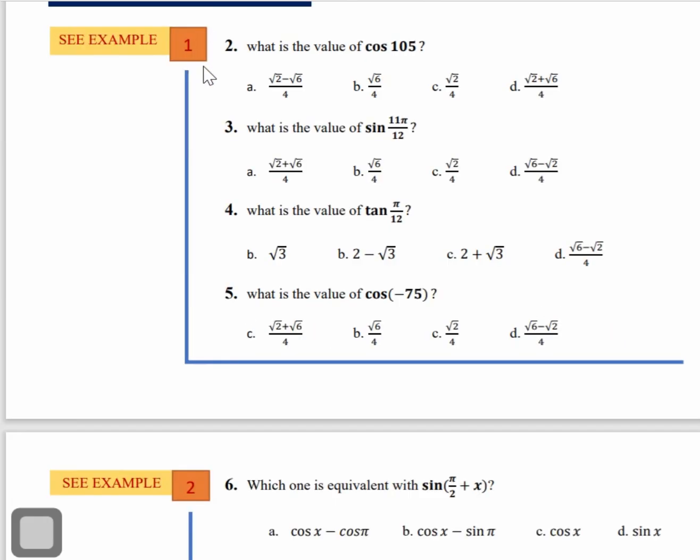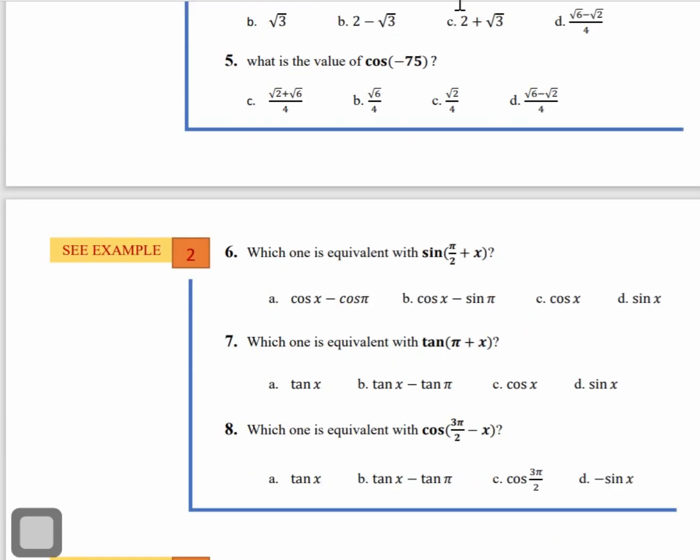Moving to the exercises, we have exercise 2. Cosine 105 in a calculator equals negative 0.25. So when you do these branches by a calculator, that one equals negative 0.25. So branch A is our right answer. And the rest of the examples are the same. You can do them by a calculator, so we are not going to waste time on these examples. We are going to move to example 6.